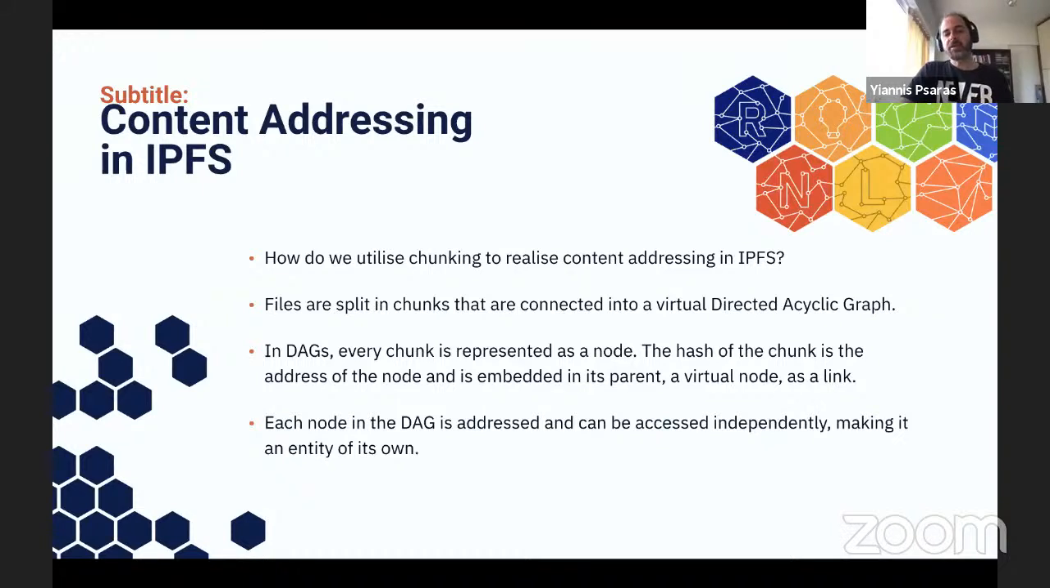As we said, we have files that are split into chunks, and they're not living in memory independently of each other, but are linked in what is called a directed acyclic graph. So every chunk is represented by a node, and you can think of the way each chunk is linked to other ones as a tree where every chunk, every content address, is one node in the system. Because every node has its own content address, it can be requested independently of the rest of the file.